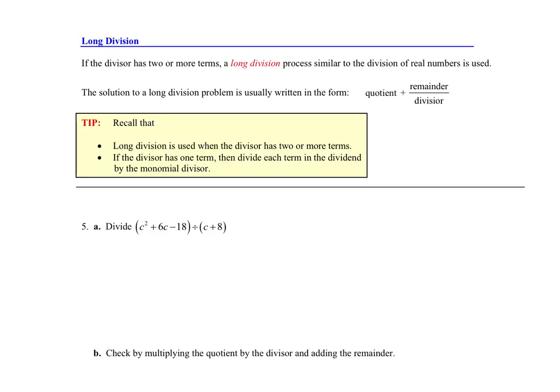Now we're going to talk about long division. So if your divisor has two or more terms, a long division process similar to the division of real numbers is used. The solution to a long division problem is written in the form of your quotient plus your remainder over your divisor. Now, here's a tip. Recall long division is used when the divisor has two or more terms. If the divisor has one term, then divide each term in the dividend by the monomial divisor. That's kind of what we did before.